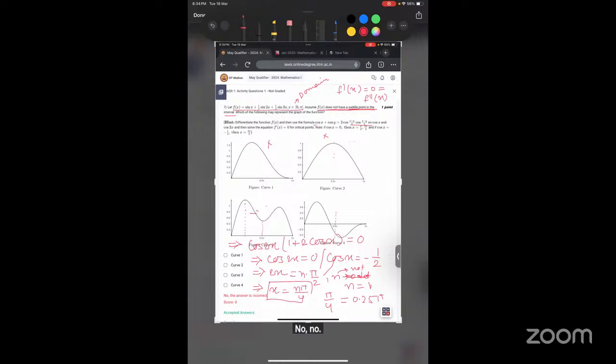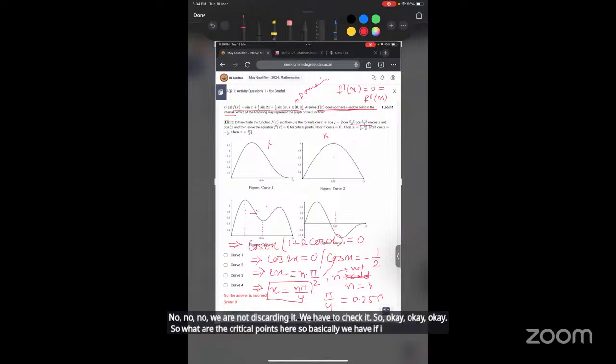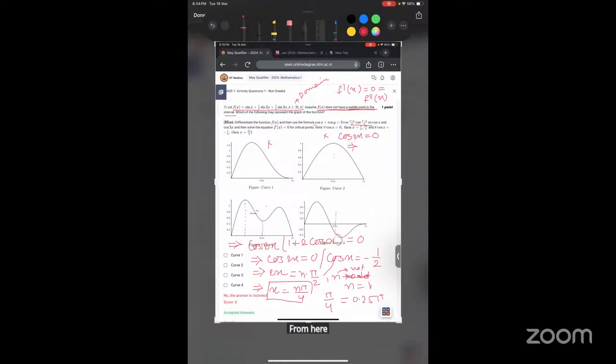No, we are not discarding it. We have to check it. So what are the critical points here? Basically we have two different equations. First, cos 2x equals 0, and from here we can find 2x equals n pi by 2, right? And moreover, madam, we did not take n also, because it is between 0 and pi, that is what I'm going to say.